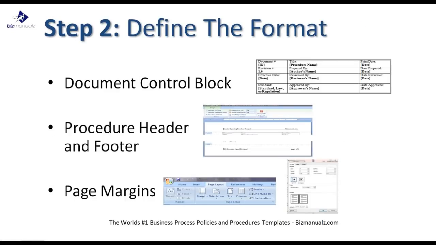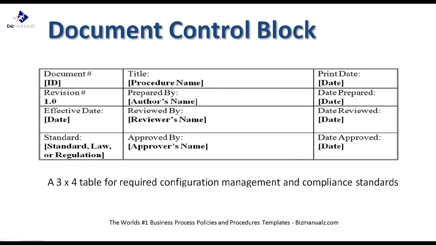Next, we define the format. We're going to look at the control block, a 3x4 table for required configuration management information. The 2 most important fields are the effective date and the approved by, to ensure we're using the most current procedure and it's the official approved procedure.